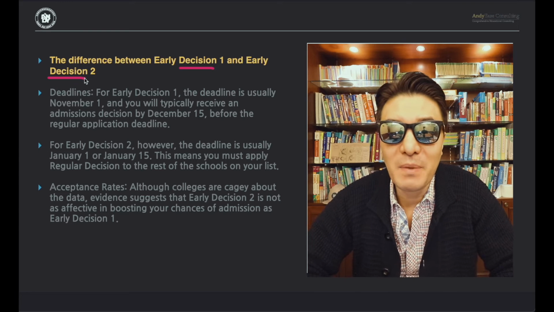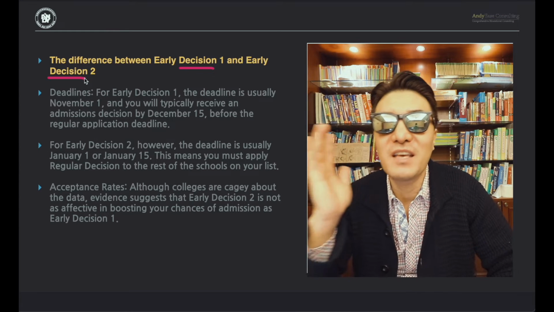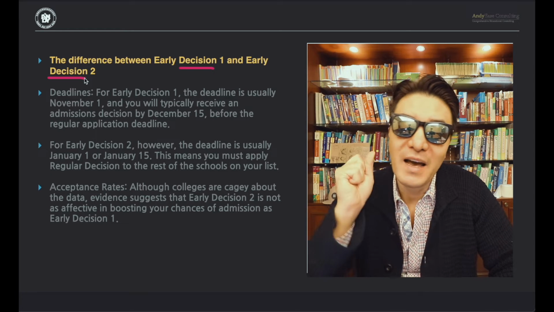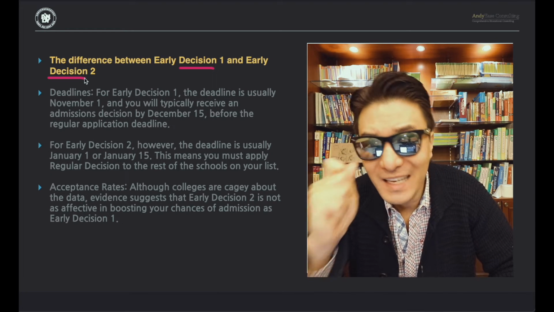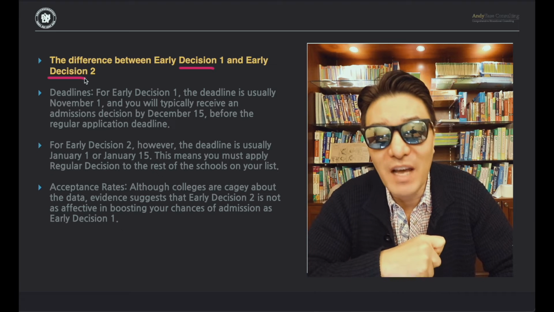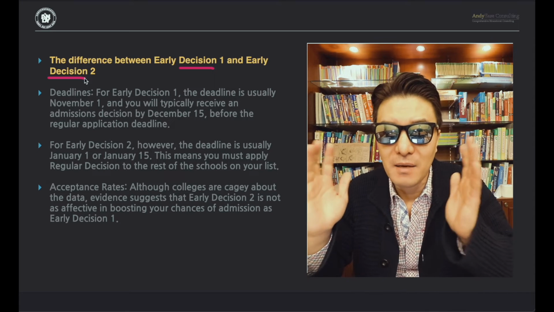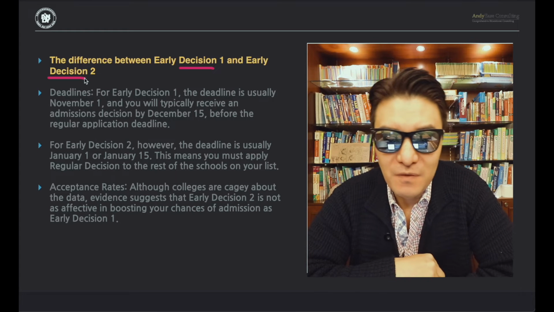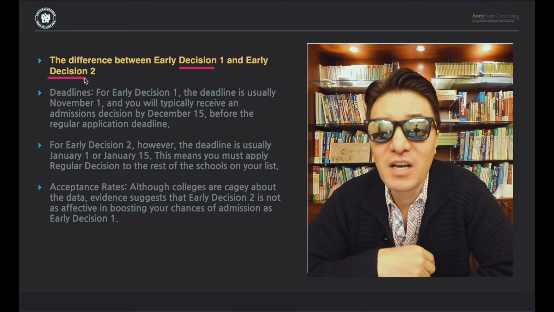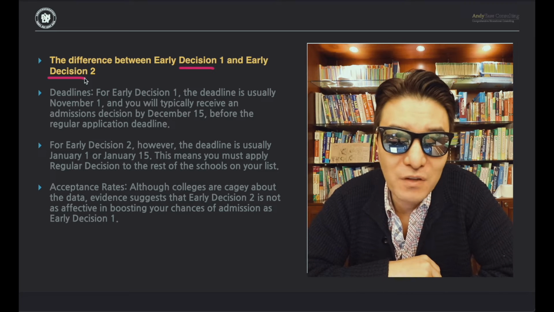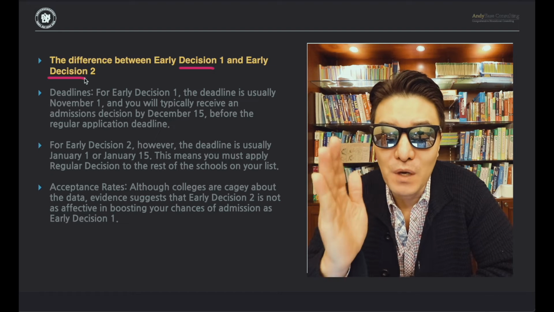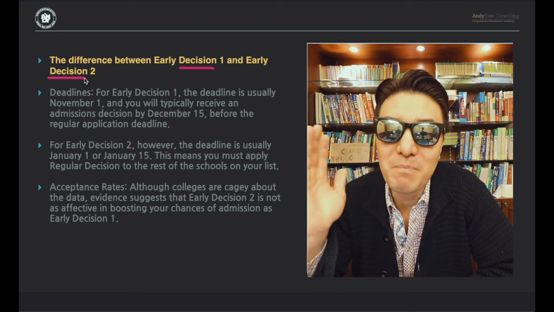Now, if you apply by November 1st, ED1, for example, you will hear the results sometime in mid-December. If you apply January 1st, ED2, that's the same deadline as regular decision. It's the same date, but you just add one more agreement form, the ED2 agreement form. Now, you have to remember, not every college does ED2. Only a handful of schools do ED2, so you have to find that out. If you apply to an ED2 school by January 1st, you will hear back from them mid-February.